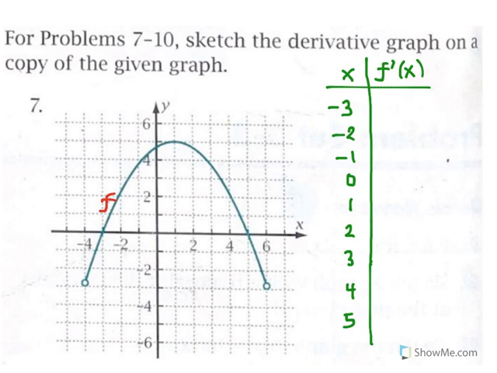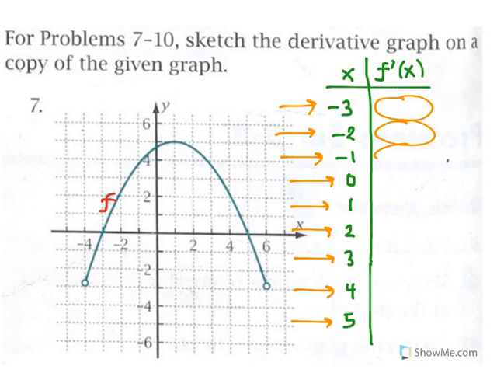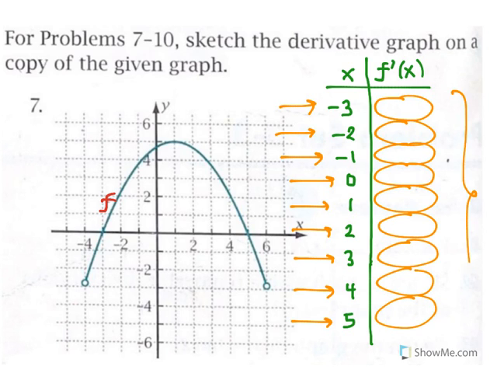What I can do is complete this table where for different values of x, I will draw tangent lines to the graph of f and then estimate the slope of each of those tangent lines to get the value of the derivative at each of these x values. And then I will plot these points from my table for f prime, and I will connect those points with a smooth curve to get the graph of the derivative of f.